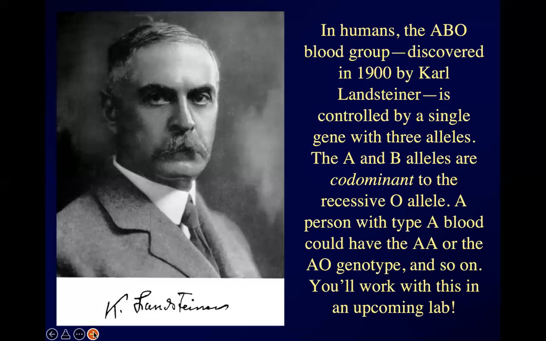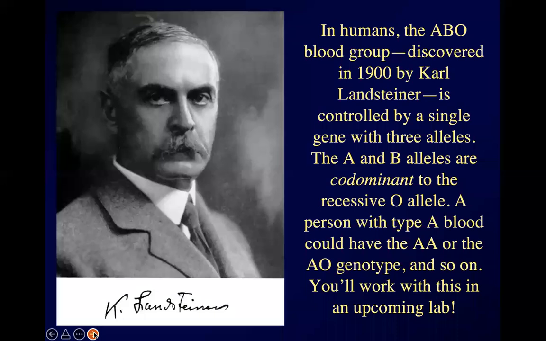A is dominant to O, B is dominant to O. And if you're heterozygous with one A and one B, you're essentially both at once and you have blood type AB. So if you have type A blood, you might have the genotype AA, or you might have the genotype AO. If you are blood type B, you could have the genotype BB, or you could have the genotype BO.